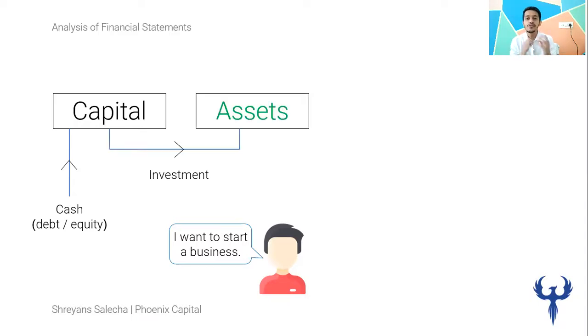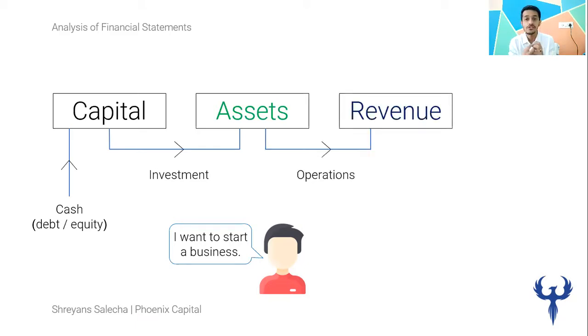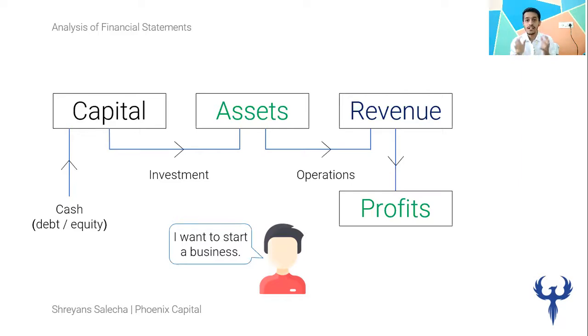And what do you do with that capital? You invest that capital into purchasing resources or assets for the business, because those assets or those resources will be used to carry out the operations, the business activities, which will generate revenue. And as you carry out the business activities, you'll also incur some costs, right? And after incurring those costs, what's left from the revenue is the profit which you want to make from the business.